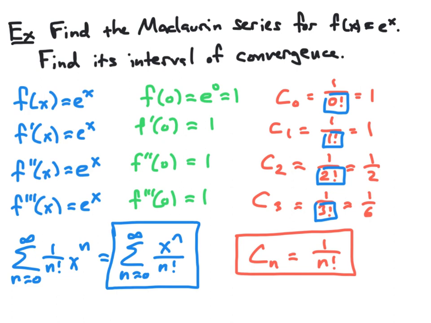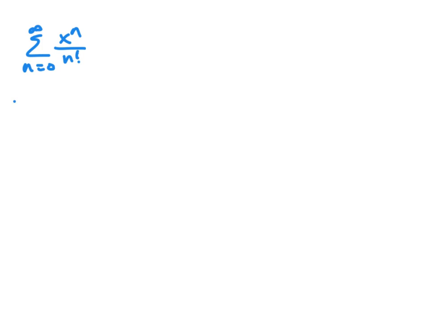We now want to find the interval of convergence for this Maclaurin series, and to do that, we approach it just like any other power series and use the ratio test. For the ratio test, we'd like to find the value of r, which is the limit as n approaches infinity of the absolute value of a sub n plus 1, the n plus first term of our series, divided by a sub n, the nth term of our series.